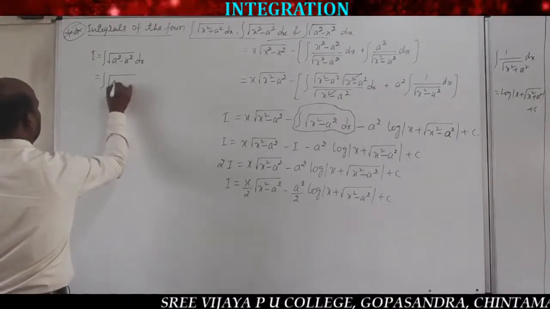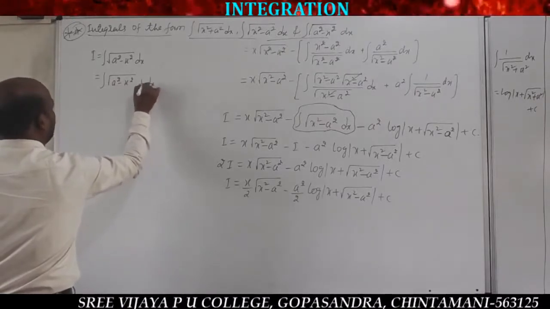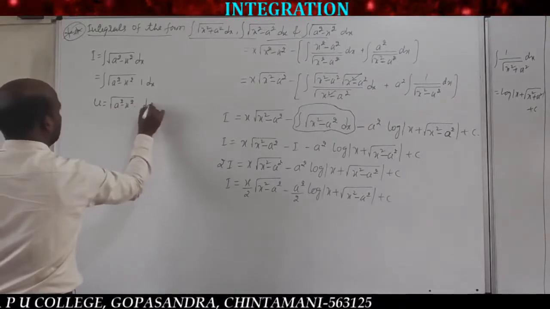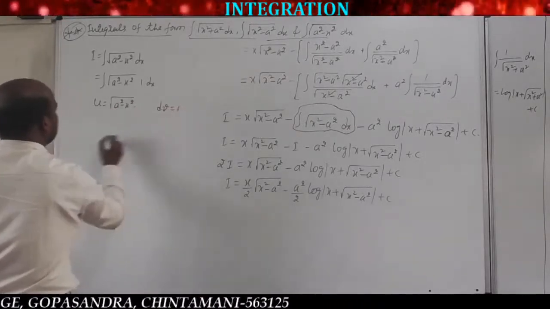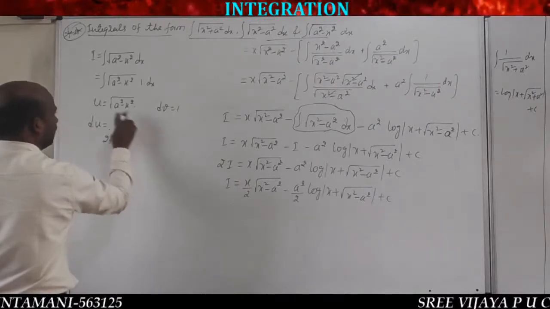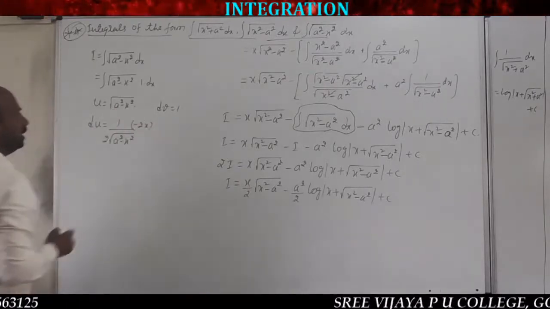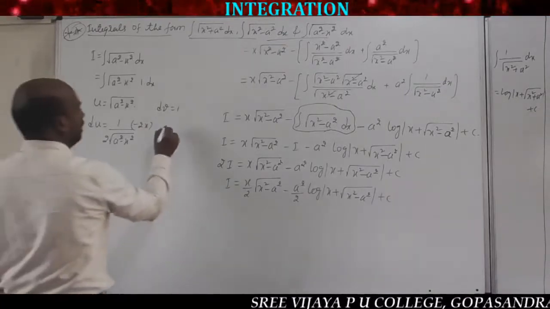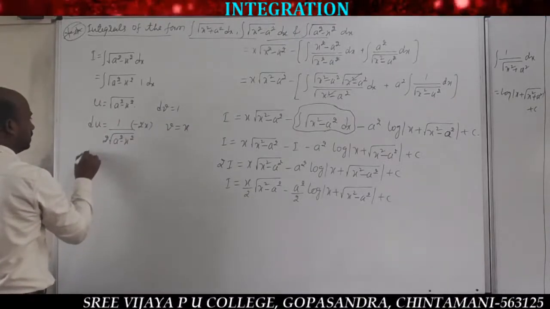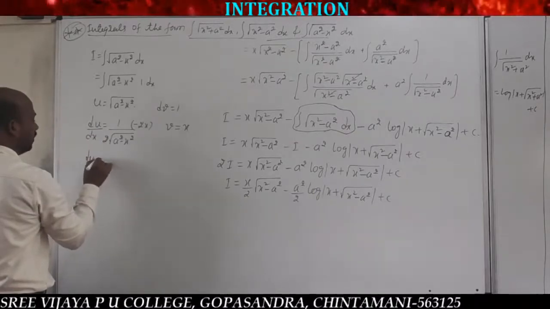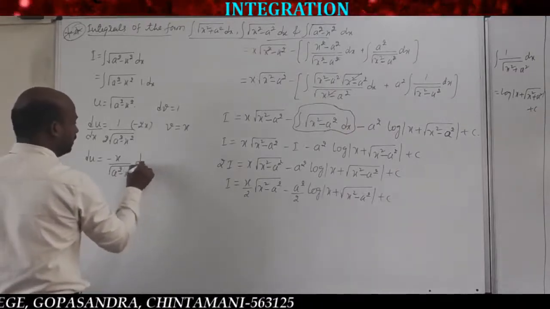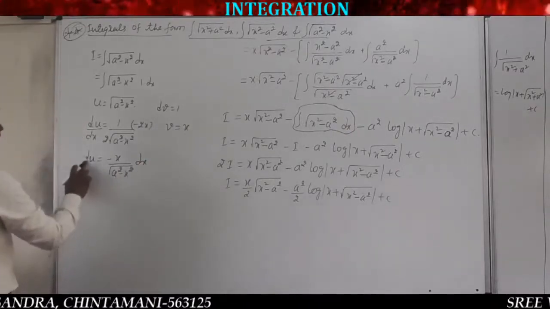Write this as root of a square minus x square into 1 with respect to x. So u is equal to root of a square minus x square, and the value of dv is equal to 1. du is 1 upon 2 times root of a square minus x square into differentiation of minus x square, which is minus 2x, and the value of v, the integral of 1, is x. So the 2 gets cancelled, so this is du by dx. Finally du is minus x by root of a square minus x square into dx, and the value of v is equal to x.